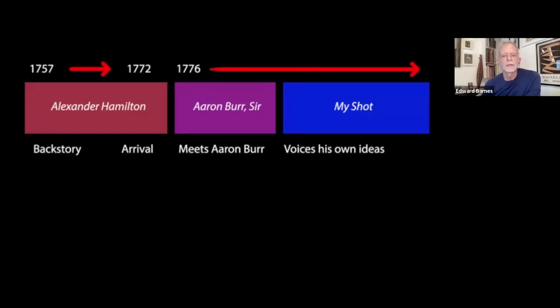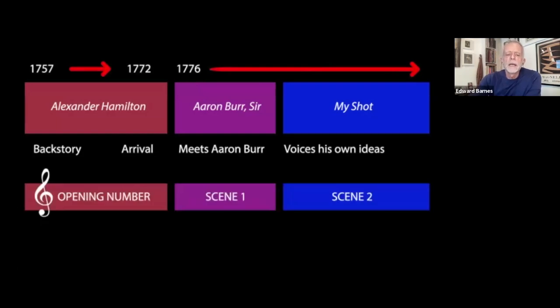So Alexander Hamilton, we're going to learn the backstory. The backstory is a technical term for what happened before the story started. And then his arrival in New York in 1772. And then in Aaron Burr, Sir, and My Shot, he's going to meet Aaron Burr and then begin to voice his own ideas. And those are kind of important things to know as we look at these things. These are musically what we would call the opening number, Alexander Hamilton, and then scene one and scene two.